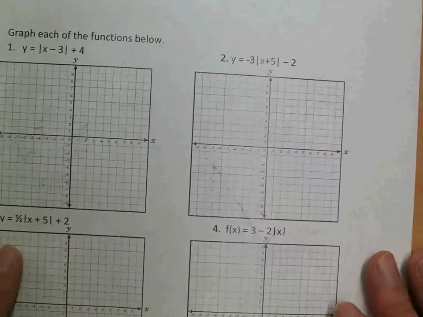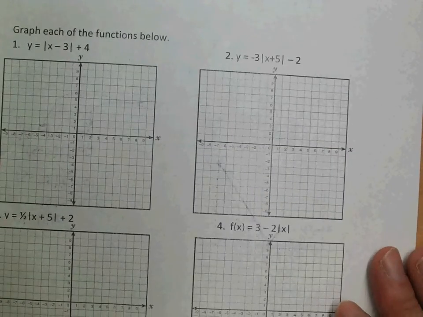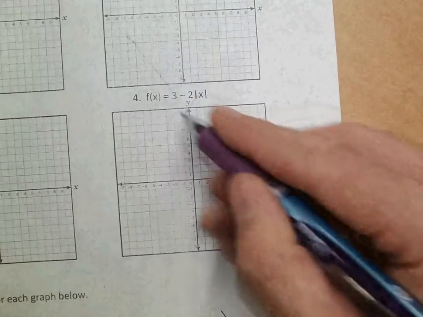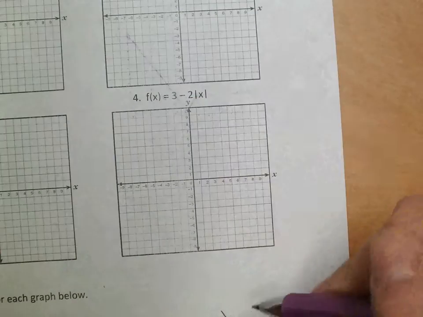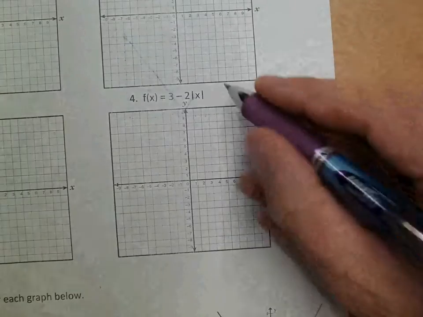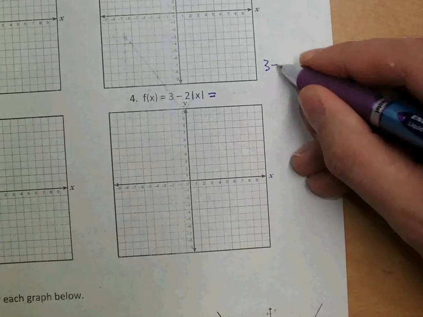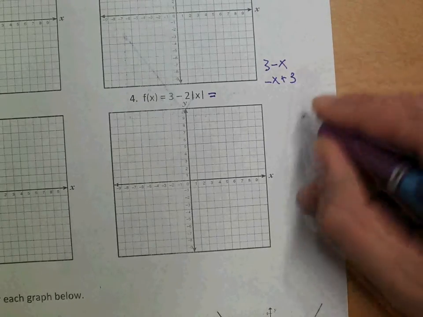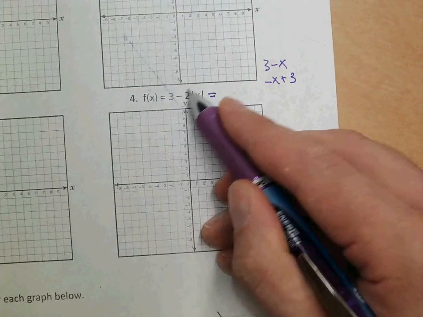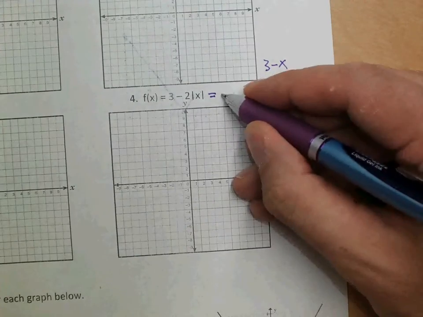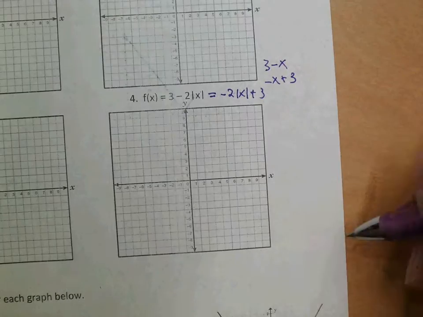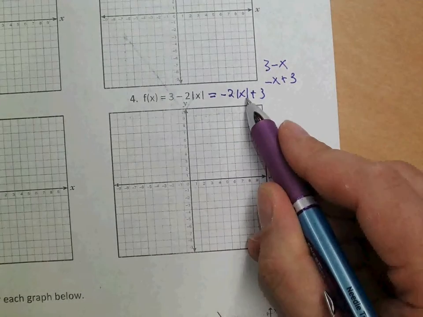On the back, let's do this guy. This guy is f of x equals 3 minus 2 absolute value of x. This isn't written in our standard transformation form. I'm going to rearrange it. Instead of writing 3 minus x, we can always write negative x plus 3. And that's what's going on here. It's 3 minus something. And so we're going to rewrite it as negative that something plus 3. So this is that same equation written differently.